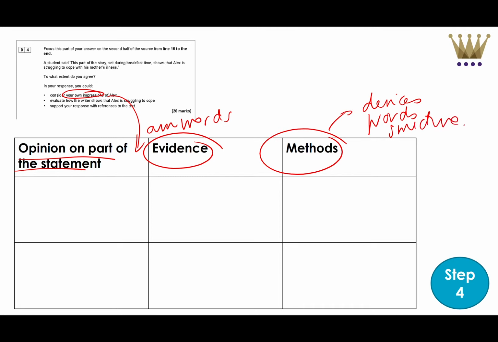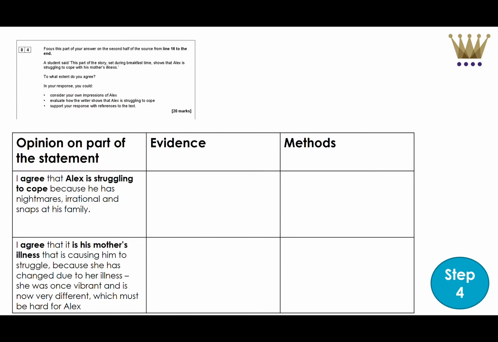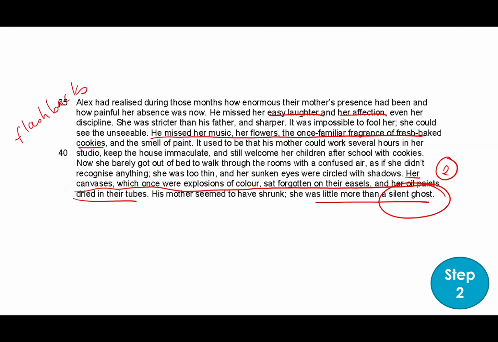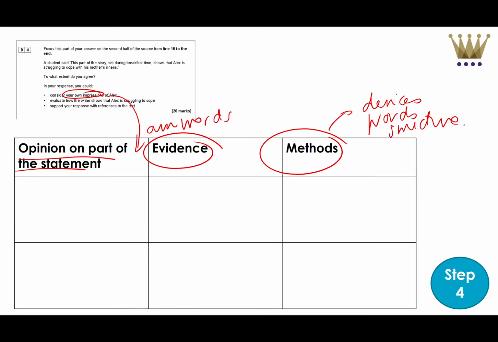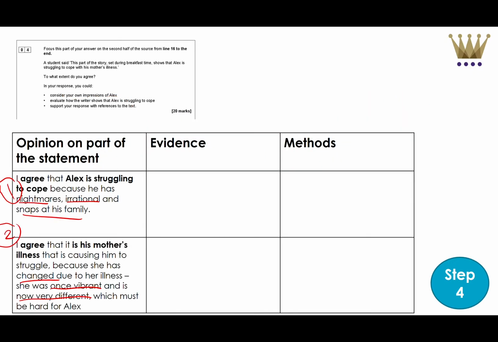Okay, so the first thing that I do, and I'm going to show you very briefly how I've done it, I've put into my own words here my opinion on the parts of the statement. Here's part 1 where Alex is struggling to cope, and I said I agree because he has nightmares, he's irrational and he snaps at his family. And the second part, I agree that it's his mother's illness that's causing him to struggle because she's changed. She was once vibrant and is now very different, which must be very hard for Alex, especially because he's the oldest sibling. The last thing I need to do, I've got loads of quotes here, I can't use them all. So I need to pick my best, I would say 3 for each part of the statement.